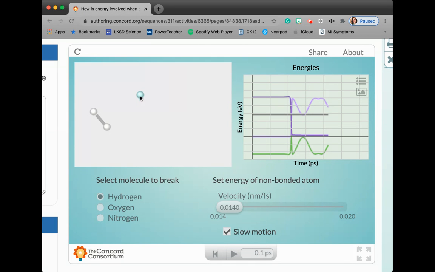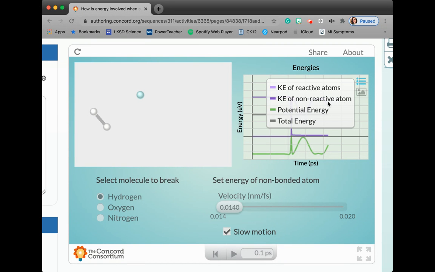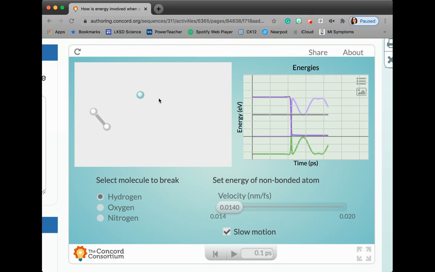Now, the third atom, you should have seen that it slowed down a little bit after that collision, and that this molecule here actually gained some speed, right? It started moving after that collision. If we take a look at the graph here, what we notice is the dark purple line representing the third atom, the blue one.